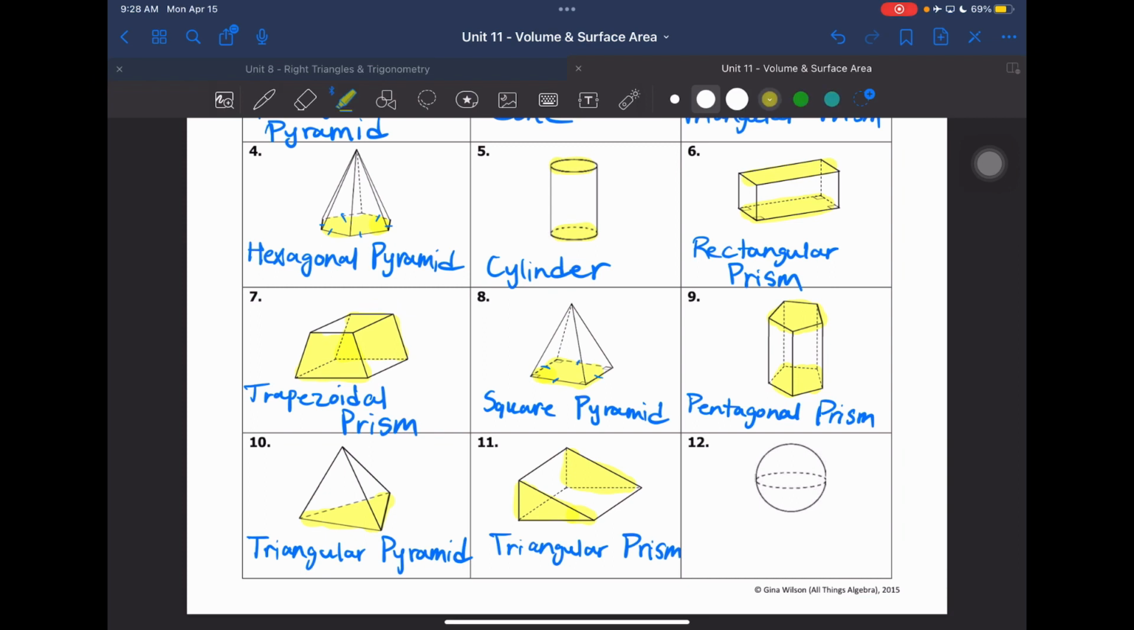And then the last one, number 12, there's not really a base to it, but we can tell that it's kind of just like a three-dimensional version of a circle, which is also called a sphere.